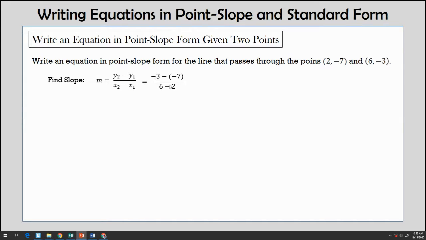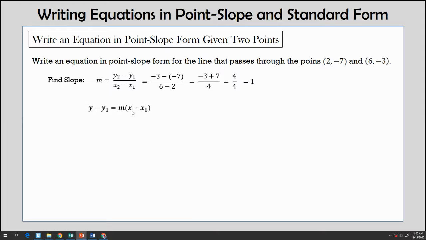Negative 3 minus negative 7 over 6 minus 2. And then minus a negative 7 becomes plus 7. So I got negative 3 plus 7 in the top, 4 on the bottom. 6 minus 2 is 4. That gives me 4 over 4, which is 1. Okay, so now I know my slope is 1.